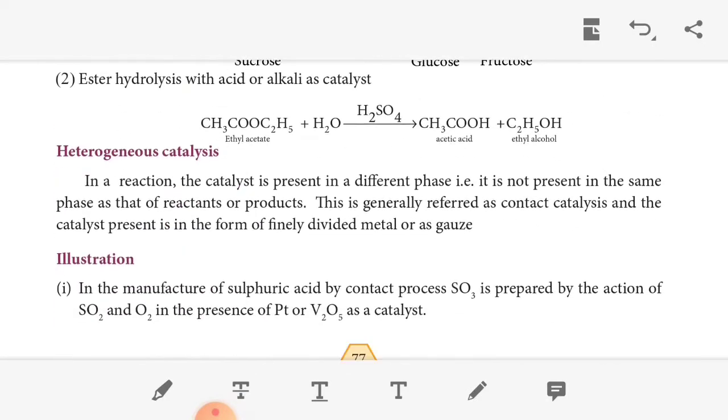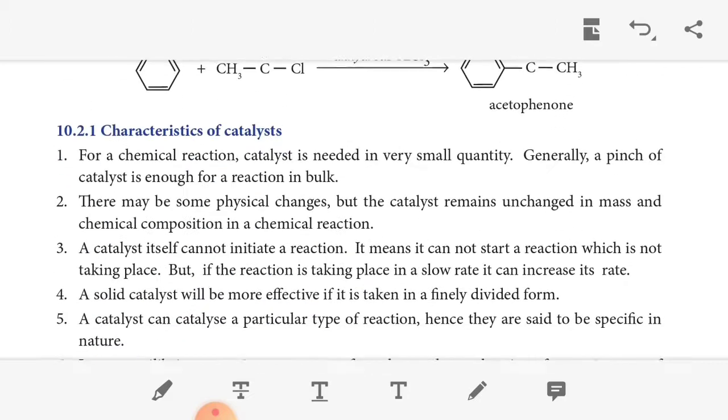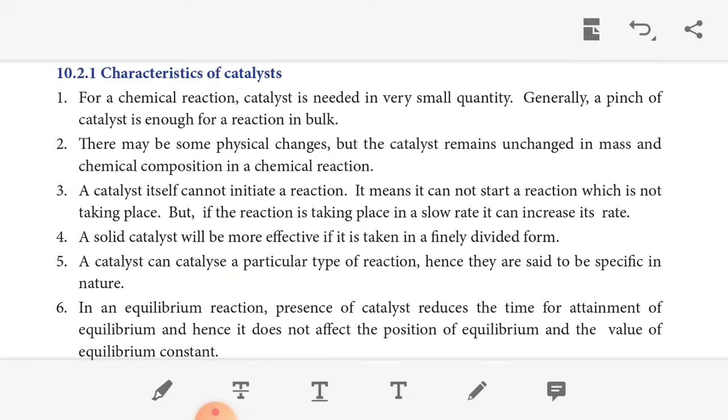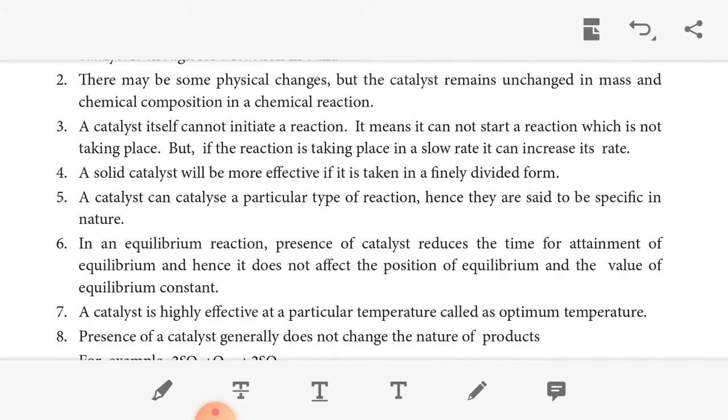The next one, characteristics of a catalyst. So what are the characteristics of a catalyst? First, the catalyst is needed in very small quantity only. Second, there may be some physical changes. Third, it cannot start a reaction, but if a reaction is taking place at a slow rate, it increases the rate of the reaction. Fourth, a solid catalyst is more effective when taken in finely divided form. Fifth, a catalyst can catalyze a particular type of reaction; this is said to be its specific nature.